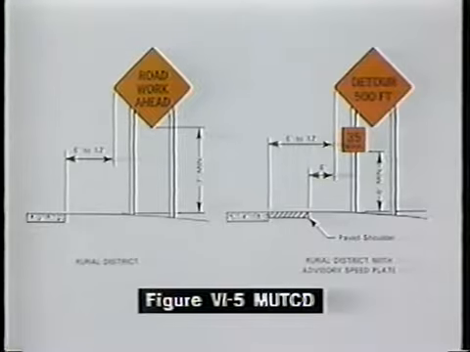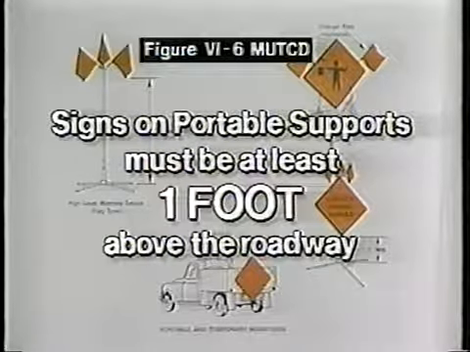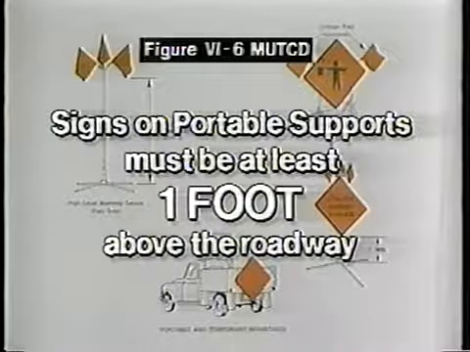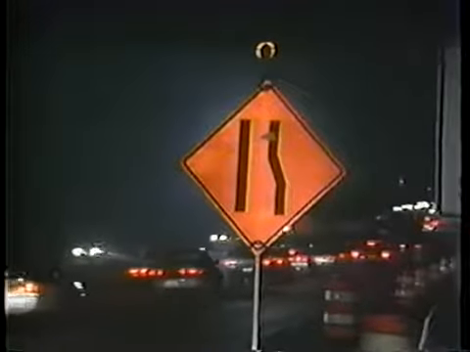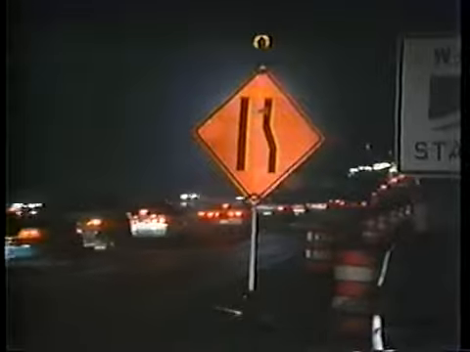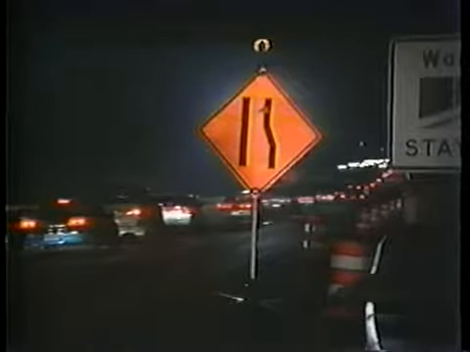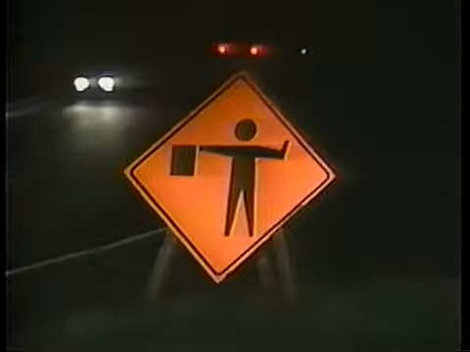The minimum height requirements for signs attached to posts is shown. Signs on portable supports are required to be at least 1 foot above the roadway. All signs used at night are required by the Manual on Uniform Traffic Control Devices to be retroreflective or externally illuminated. Lighting from existing streetlights does not meet this requirement.